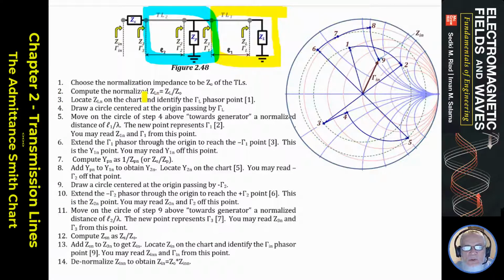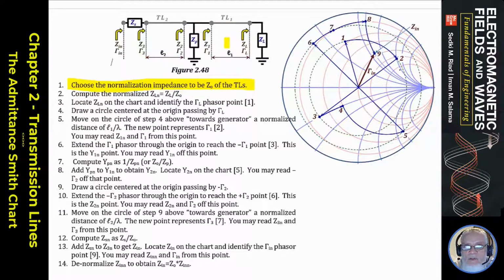Here are the steps that we're going to do. We'll choose a normalization impedance Z0 for the transmission line. It's the same Z0, because the Smith chart is designed for one Z0. It could be any of the characteristic impedances here, either this line or that line, or maybe even the input source. Then we divide ZL by the characteristic impedance, and we'll find the location of that on the transmission line, which is 0.1.